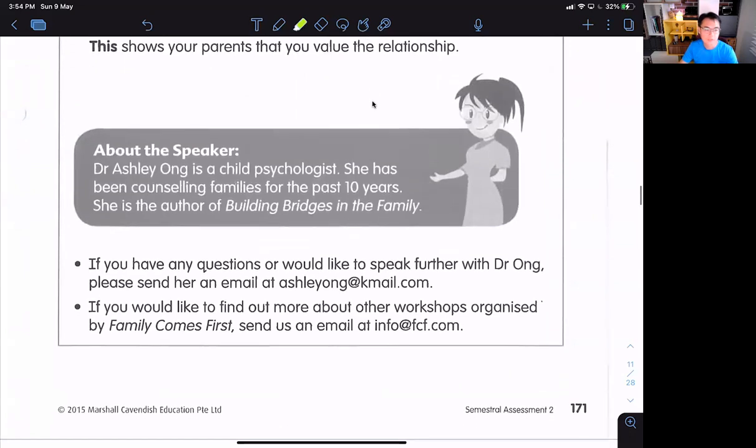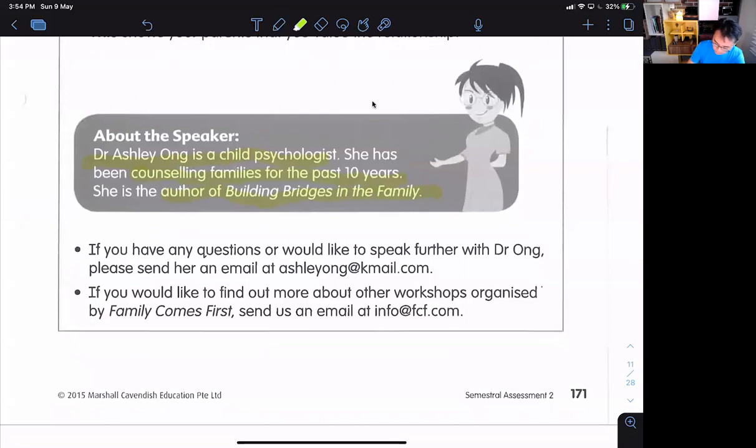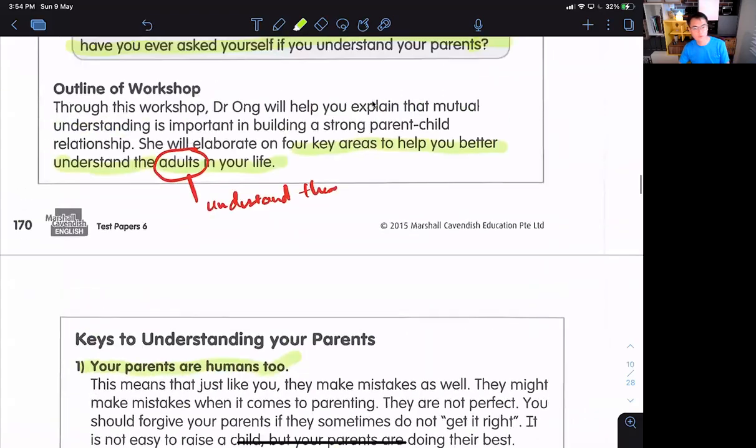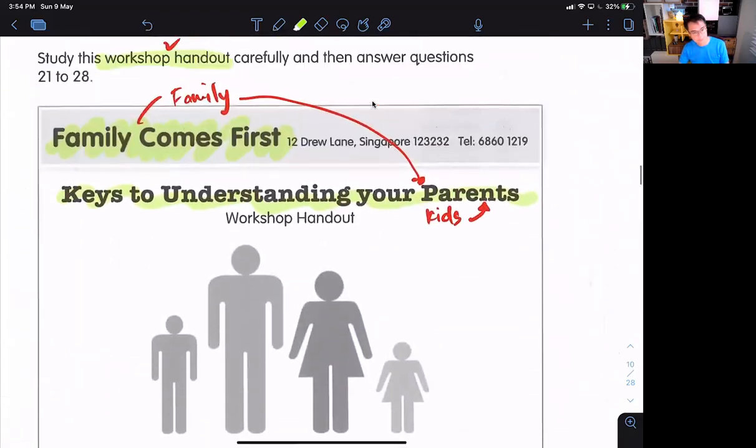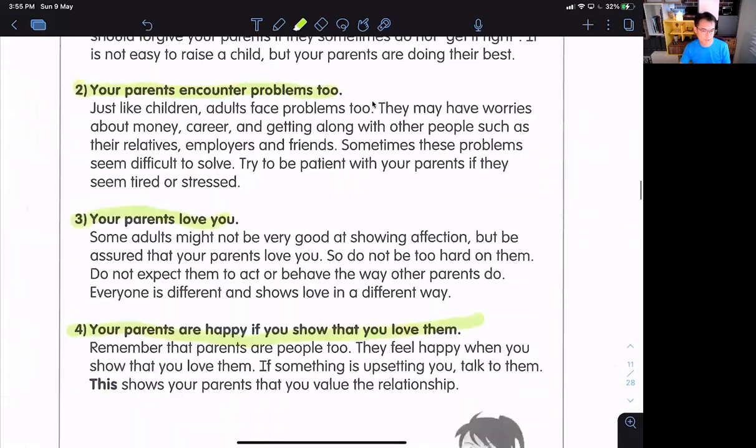And over here, there's something about Dr. Ashley Ong, a child psychologist counseling families for 10 years, author of Building Bridges in a Family. If you want to speak with Dr. Ong, send her an email. And if you want to find out more about the other workshops by Family Comes First, email them at info@fcf.com. All right, so I think I have a broad overview of the visual text. I kind of understand what it's about. So I'm now ready to answer the questions.